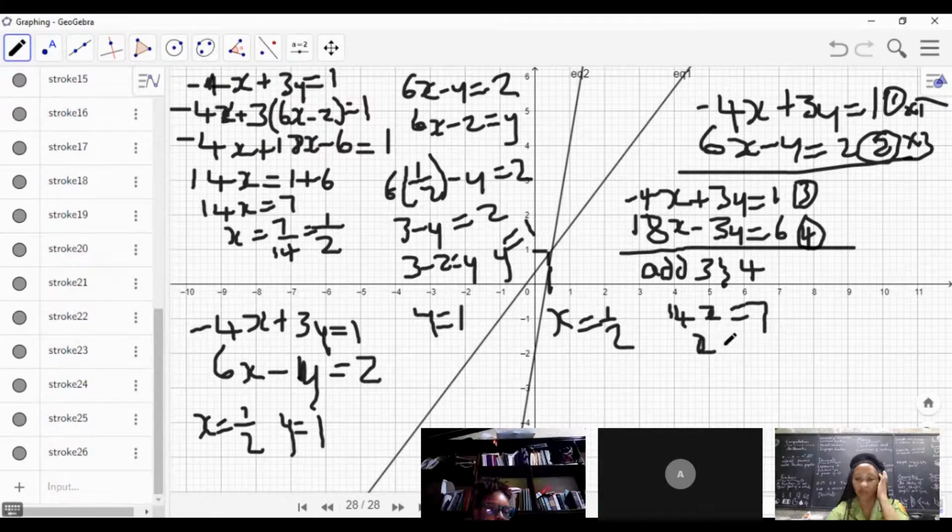x equals 7 over 14, which is a half. So again, we end up with x is a half. And once x is a half, we'd plug that back into this. Plug in the half into this equation, and we'd end up with 1. So this is the substitution method, elimination method.